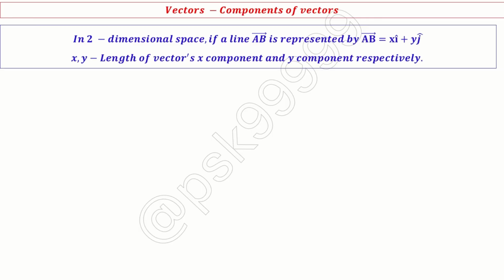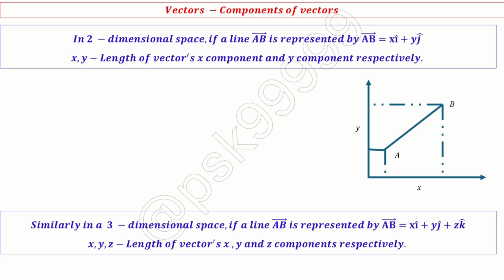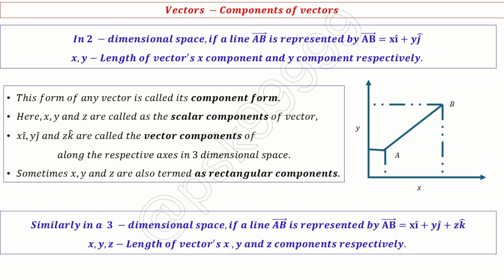Next, components of the vector. Okay, in two-dimensional space, if a line AB vector is represented by AB equal to x i plus y j, there is no z, right? There is no k basically because it's a two-dimensional space. Okay, x and y are called the x component and y component of the vector. In three-dimensional space, you will get the x component, y component, and z component. Okay, so this is how it is represented. And similarly, in three-dimensional space, you have a line AB represented by x i, y j, z k, and x, y, z are the x, y, z components respectively. So this form of any vector is called component form.